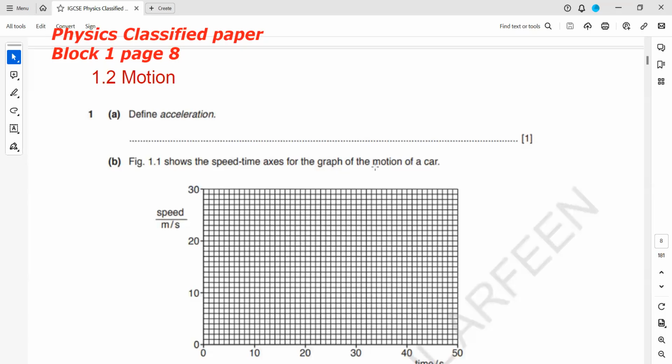So this one is classified paper, block 1, page 8. The question is related to topic 1.2, which is about motion. Define acceleration. How do we define the term acceleration?